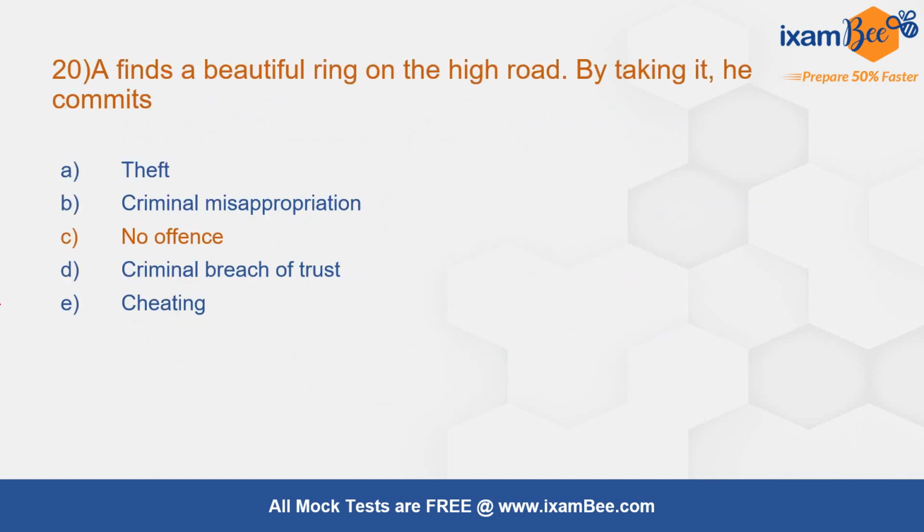So in this question, A finds a beautiful ring on the high road. He takes it. He has committed no offense. He issues advertisements in the newspaper related to the ring. He goes to the police station to report the ring, and he tries to find the actual owner of the ring. Then it is not an offense. But if A picks up that ring, goes to a jeweler's shop and sells off that ring, in that case, he has committed the offense of criminal misappropriation of property. So by taking it, that is not criminal misappropriation. Then he has committed no offense. But by misappropriating it without using the means to find its actual owner, in that case, he has committed an offense of criminal misappropriation.